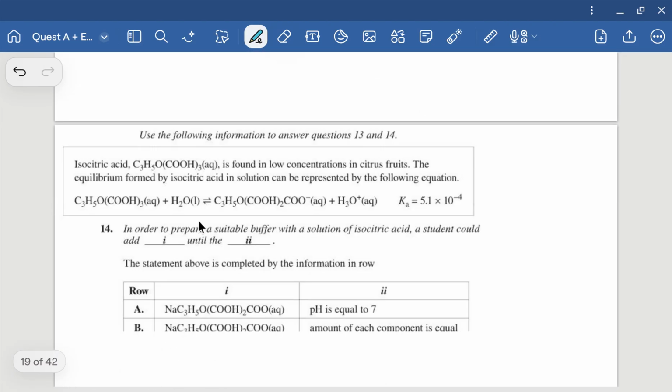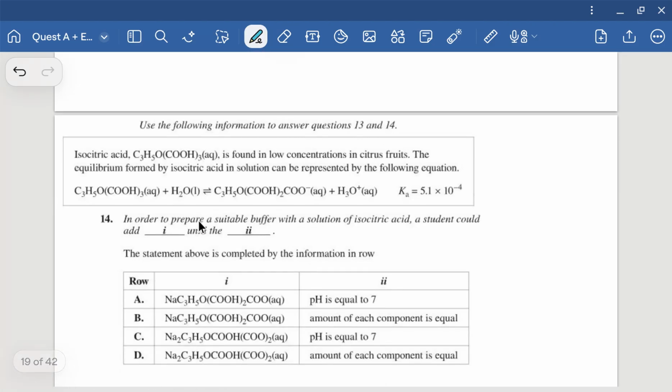Okay, number 14. What we're taking a look at here is that you have a buffer system, and then it's asking what would happen if you add a little bit of acid to your buffer system. So if you added acid, you would react it with a suitable base. So we want to add our acid, and which one am I looking at here?